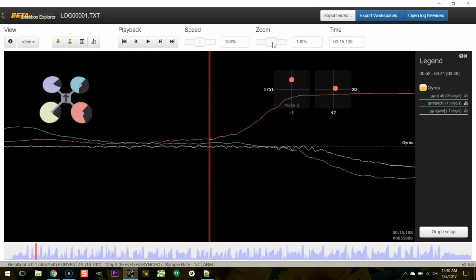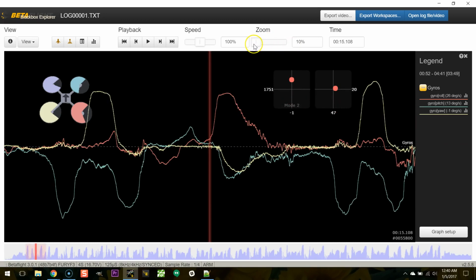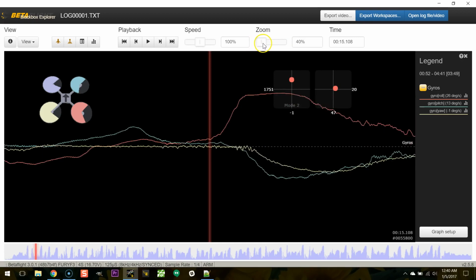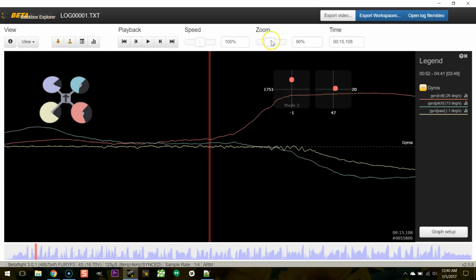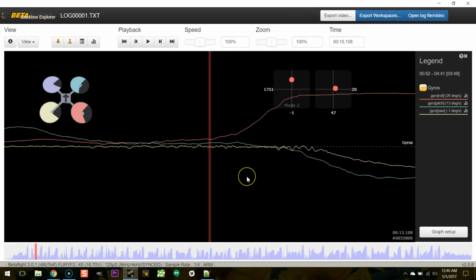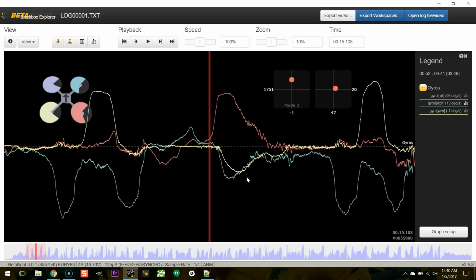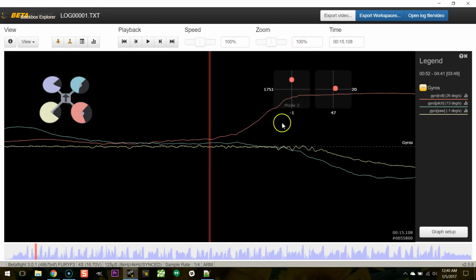Now you can zoom all the way out by just dragging the slider all the way to the left, or you can zoom all the way out quickly with a keystroke by pressing the Z key, or Zed key, for those of you who use that terminology. If you press the Z key, it zooms all the way out, and if you press the Z key again, it zooms all the way back to 100%, which is a quick keystroke for that.